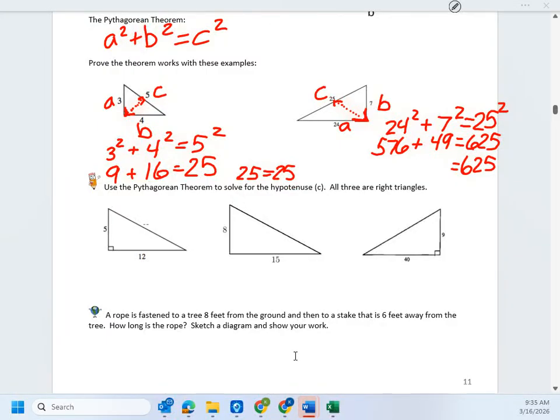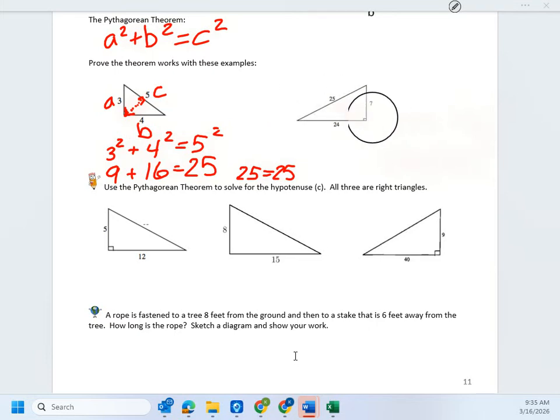So 576 plus 49. Who can use their calculator and tell me what that equals? Michael? 625. Oops. Oh, yeah. I don't know what just happened there. So it does equal 625. So my two sides balance out. 625 equals 625. So does that make sense on why it all works? No matter what measurements we have, it will work itself out when it's a right angle.